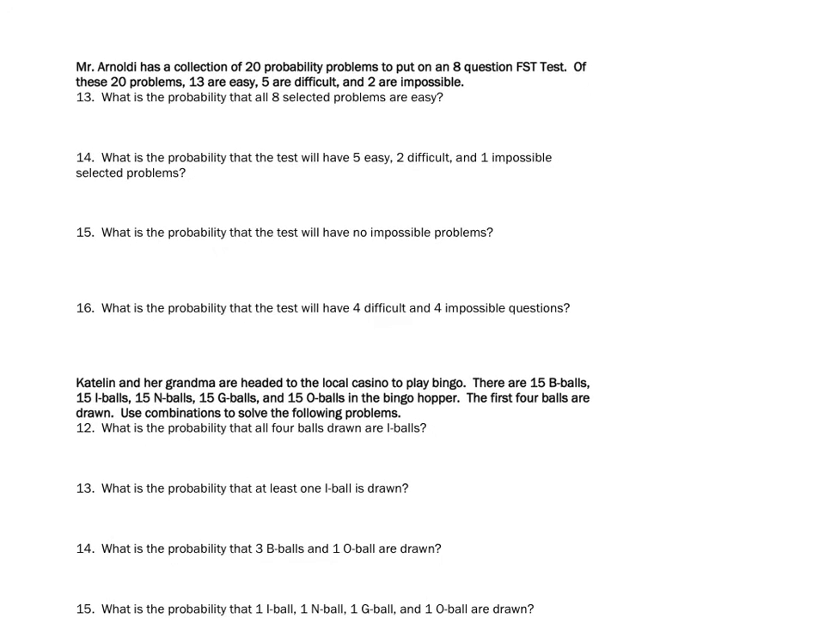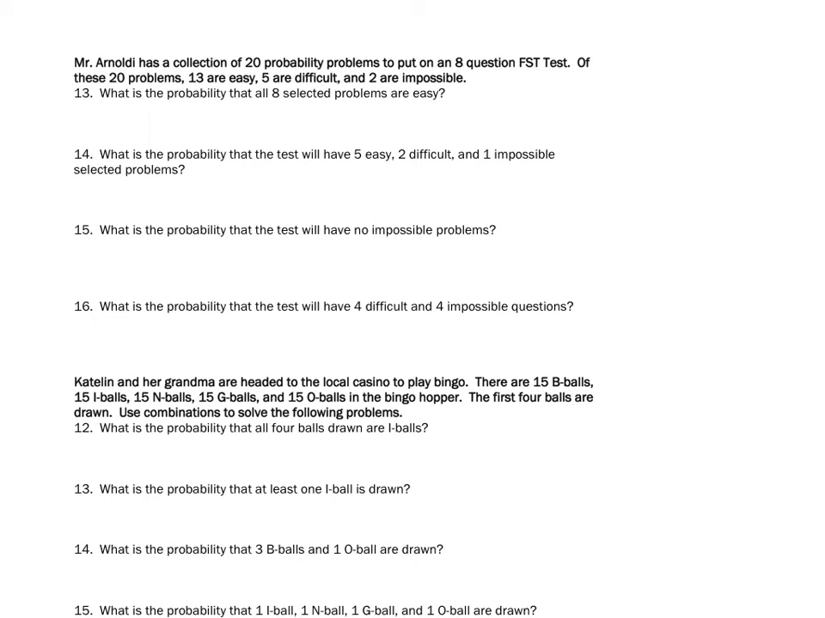Next type of problem we're going to do is combinations. So this would be if you're just choosing a group of something. So in this particular example, I have a collection of probability problems. I'm going to put them on an 8-question test. And I have different types of problems. So in this situation, I'm basically choosing 8 of the 20 questions. So that will be my denominator. Now, the numerator is what I'm looking for. So in number 13, the probability that all 8 are easy means I need to select 8 of the 13 easy questions. And then I would just divide those.